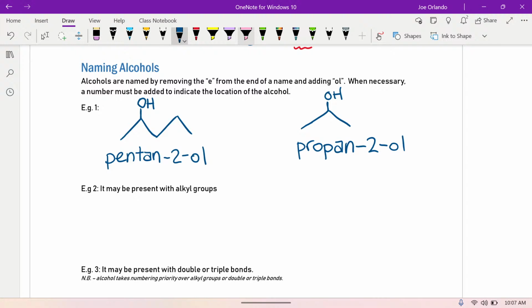Anyway, it may be present with alkyl groups. I'm going to give you a name here. You draw it for me. Let's try a 2-methylbutane. Give me a number here. 4. Nah, it can't be 4 because you wouldn't number it that way. 3. Your options really are 1 or 2. 1. 1 it is. Okay, there we go.